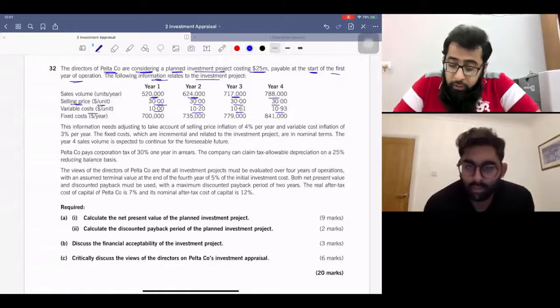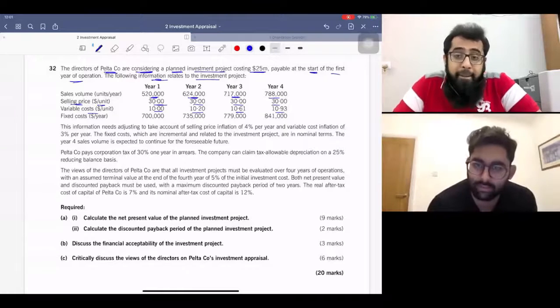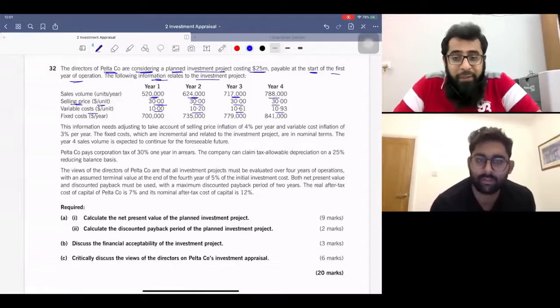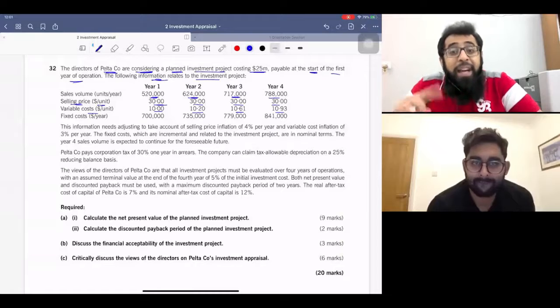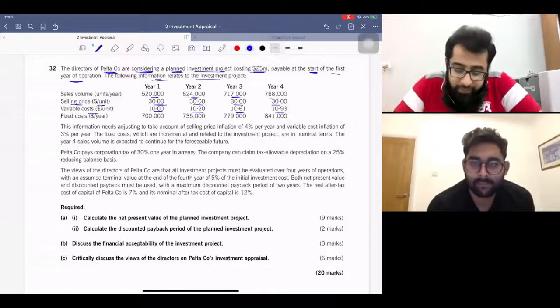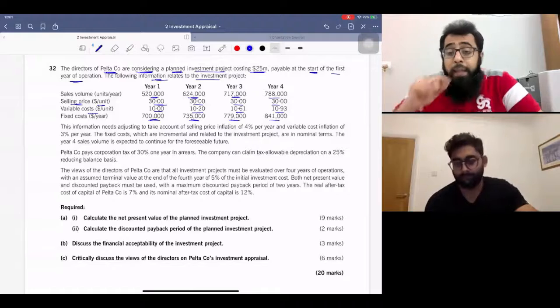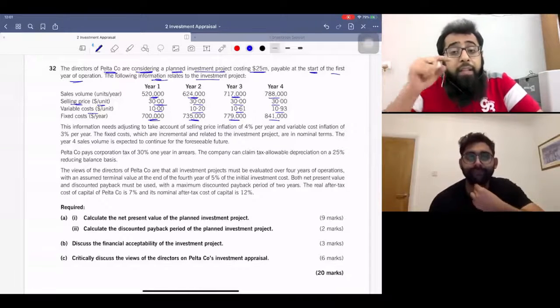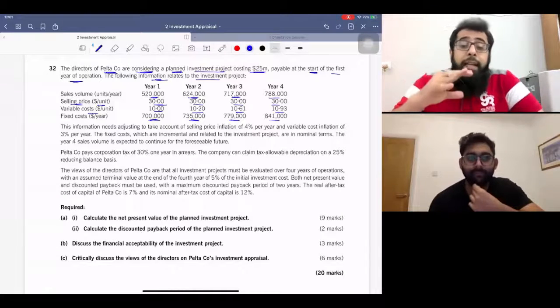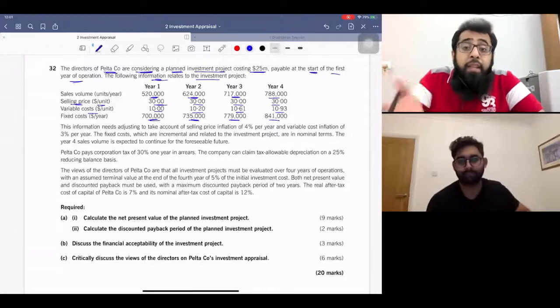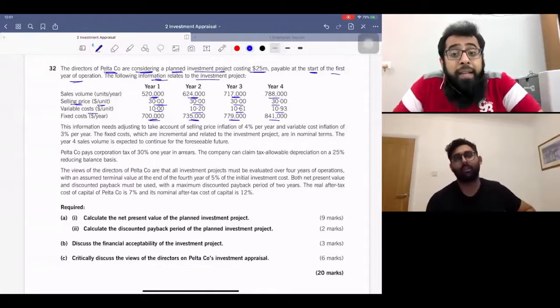Now this question is also... they give us this already ready-made. No, they don't tell us the incremental. No, no, no. We have to put the inflation impact also. This question is a good learning. You need to understand it first. Now, these are the fixed costs 700, 735, 779, and 841. Now, these increases given in the variable cost and fixed cost are due to other factors. The inflation impact is other than that.